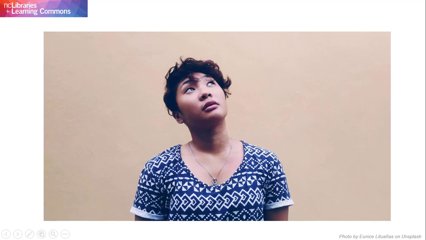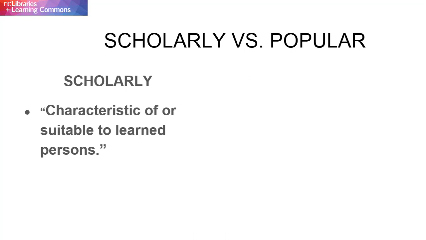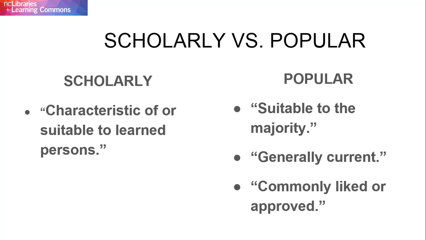But what are popular and scholarly periodicals, and how are they different from one another? According to Encyclopedia Britannica, the adjective scholarly refers to something that is characteristic of or suitable to learned persons, whereas the adjective popular refers to something that is suitable to the majority, generally current, and commonly liked or approved.